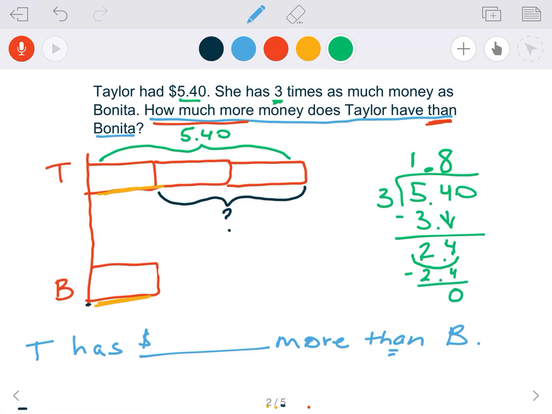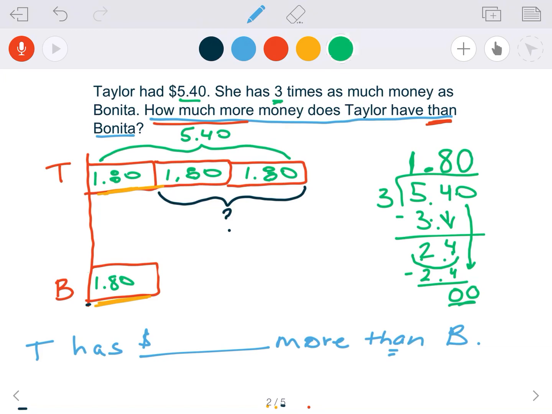24 tenths, we have 0 left. And now we're bringing down our 0 here. And just like in our last problem, we have 0 down here. We don't have to really divide anything else out, but because this is money, we're adding that 0 up here to say that it is $1.80. That means each of these boxes is $1.80. That means Bonita's box is $1.80 also.